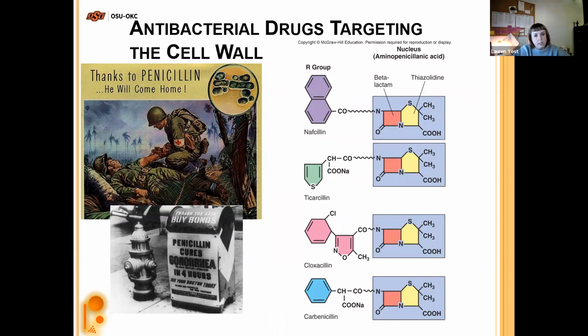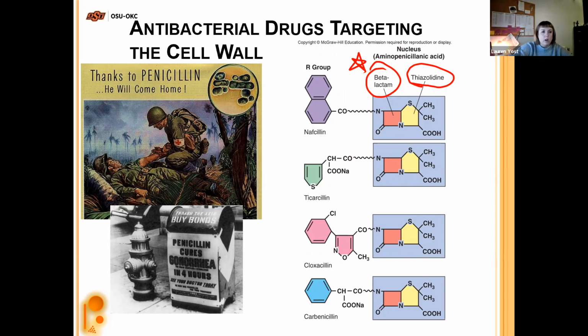Anyways, these are the penicillins. These are anything that's related to penicillins, and these all have something called a beta-lactam ring. Very important to know that. This is the defining feature of penicillins. They also have thiazolidine, but I'm not going to ask you to be too familiar with it. So these are all related to penicillin: nafcillin, ticarcillin, cloxacillin, carbenicillin. They're just derivatives of it.